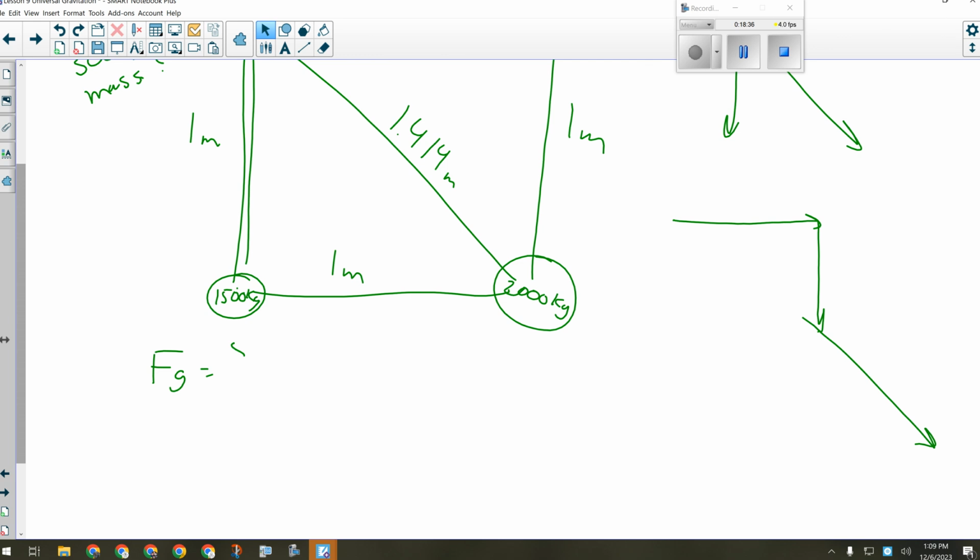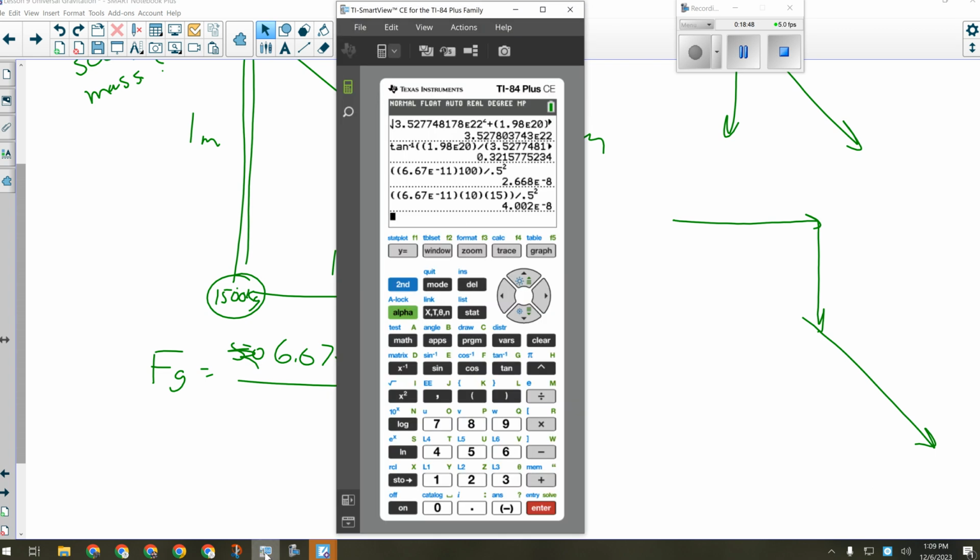Okay, so we'll have 6.67 times 10 to the minus 11 times 500 times 1500 divided by 1 squared. So you don't have to worry about that part. Okay, so 6.67 e negative 11, right, times 500 times 1500. Okay, there's our force of gravity between those masses. Okay, and then we also have to do the same thing for the 2,000 kilogram mass.